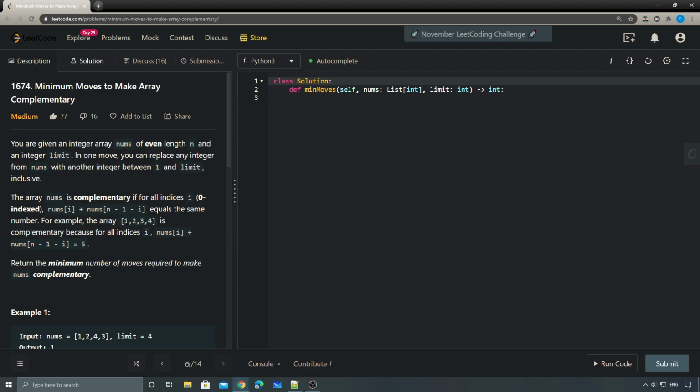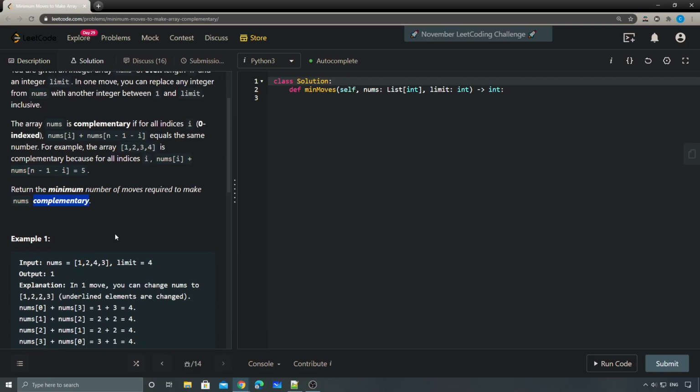So for example, this one is complementary because for all the indices, they're all equal to 5. And then it asks you to return the minimum number of moves required to make this nums complementary.